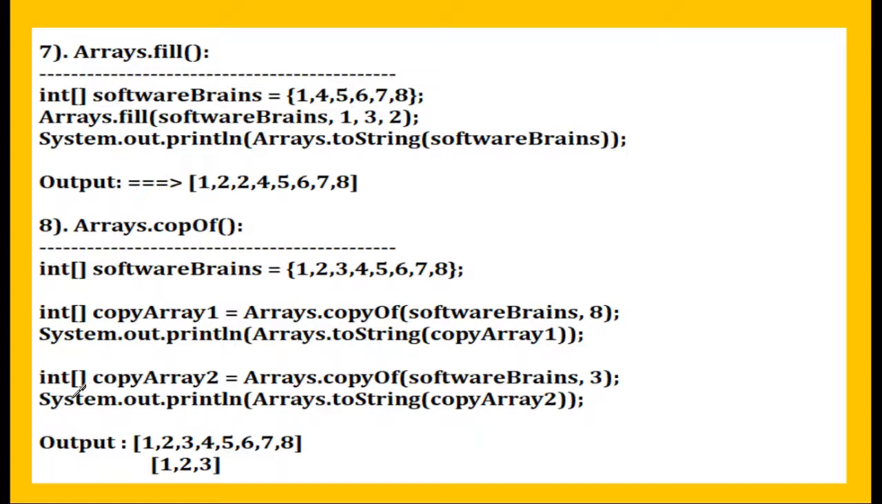And then I am going to make another copy of the existing array, so I am going to prepare copy array 2. Here I have given the length as 3. So only 1, 2, 3 would be added to my new array, and only 3 elements are copied to the new array. You could clearly see the output. System.out.println(Arrays.toString(copyArray1)) would print all the elements, whereas System.out.println of copyArray2 would print only 3 elements.